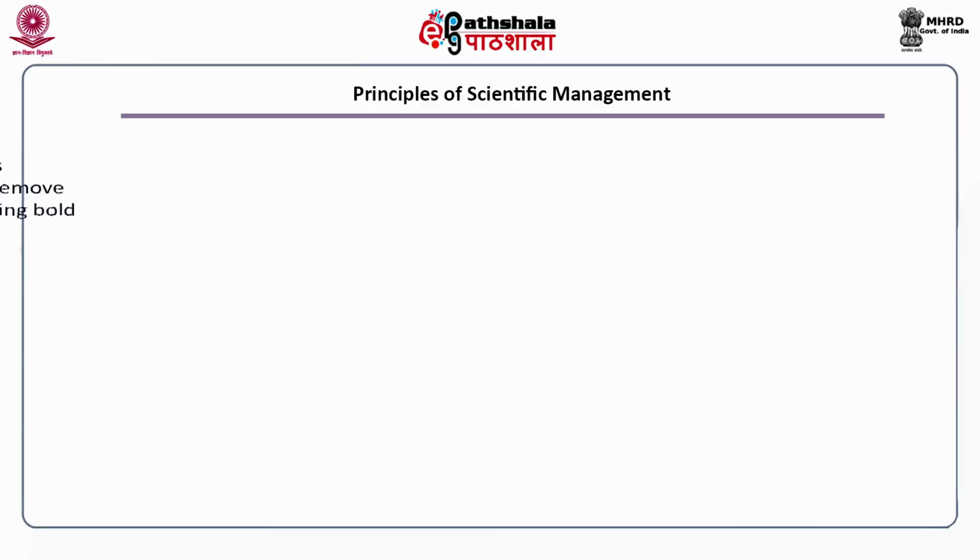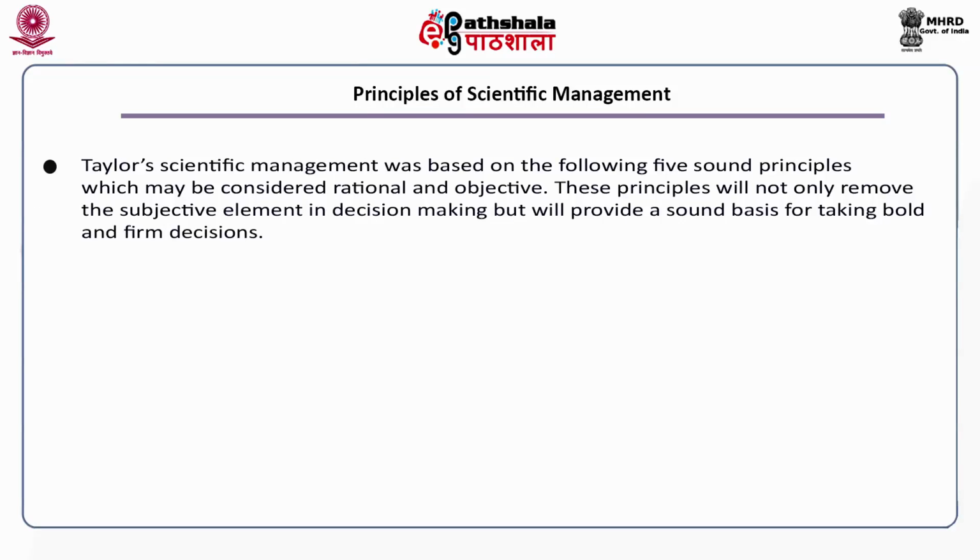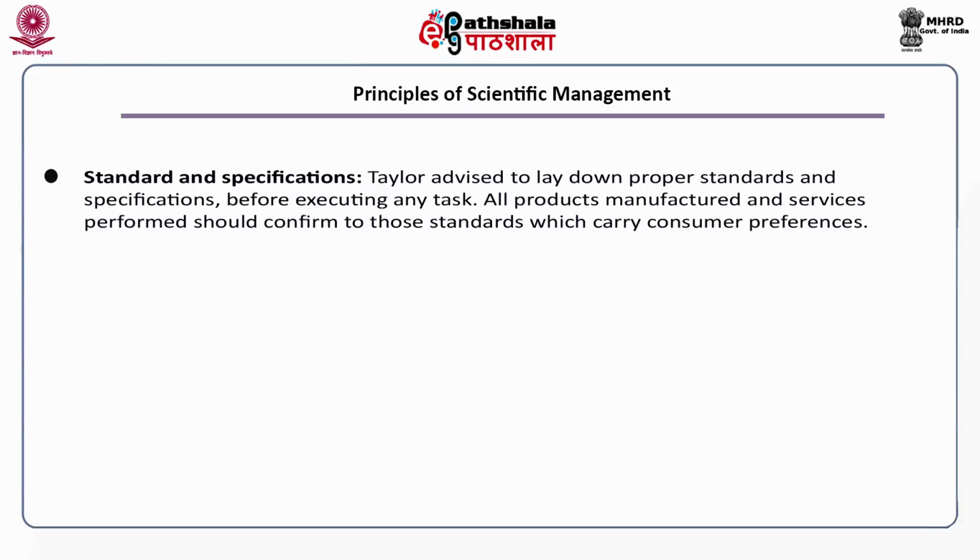Principles of scientific management. Taylor's scientific management was based on the following 5 sound principles, which may be considered rational and objective. These principles will not only remove the subjective element in decision making, but will provide a sound basis for taking bold and firm decisions. Standard and specifications. Taylor advised to lay down proper standards and specifications before executing any task.